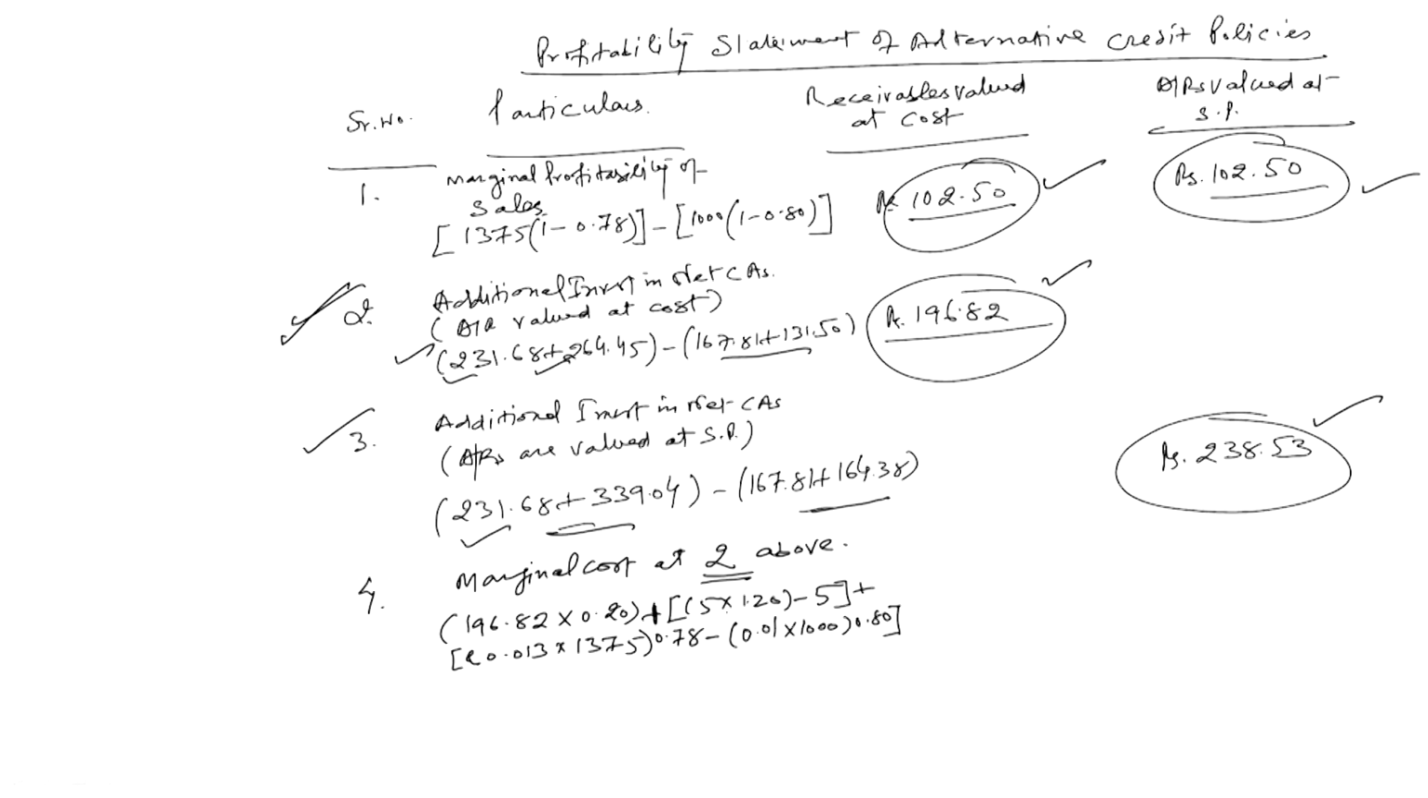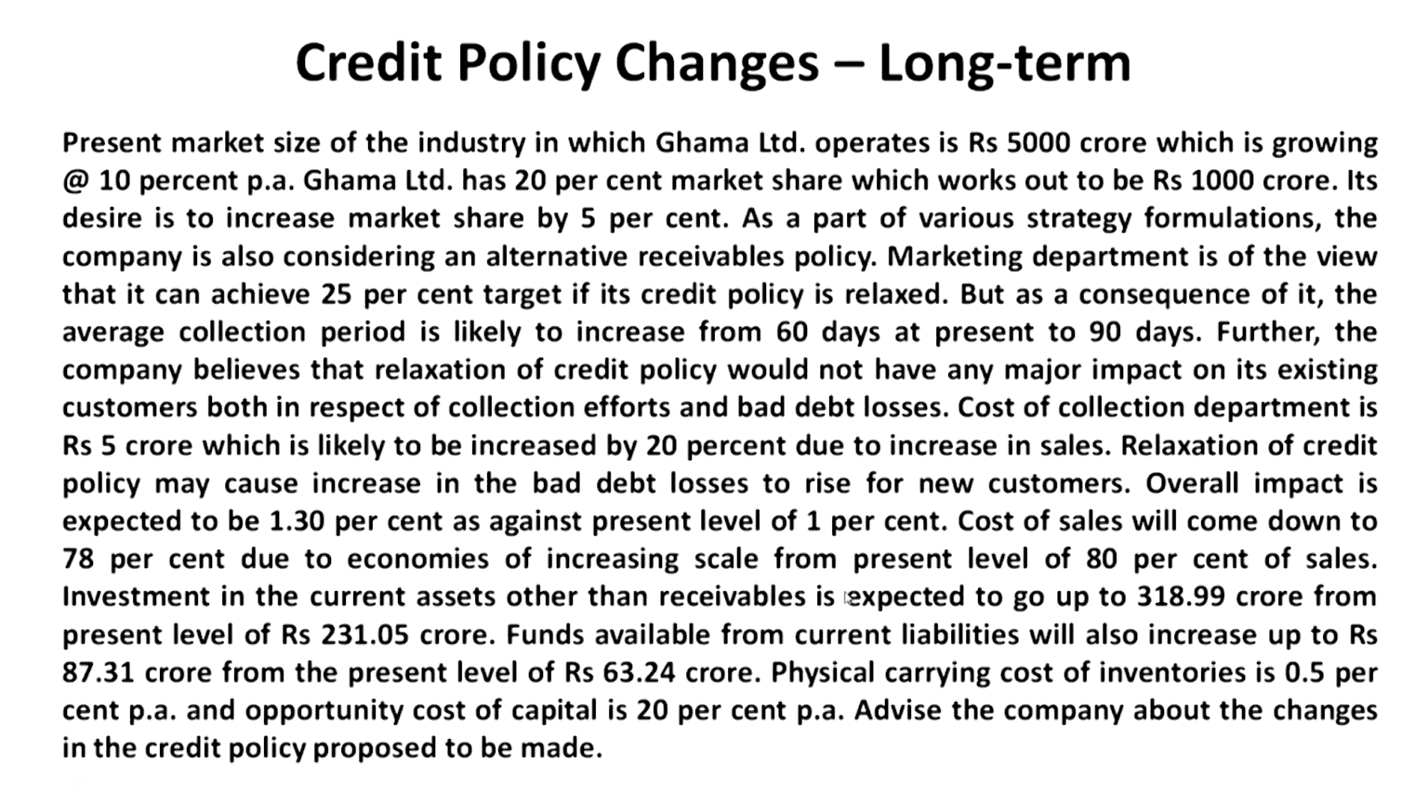Second component of the cost is the collection cost. So, collection cost will increase from the 5 crore by 20%. So, we have taken 5 into 1.2 minus 5. So, that cost will be automatically added, plus the cost of bad debts. Bad debts level was 1%. What was the level of bad debts here? Bad debts level is 1%.